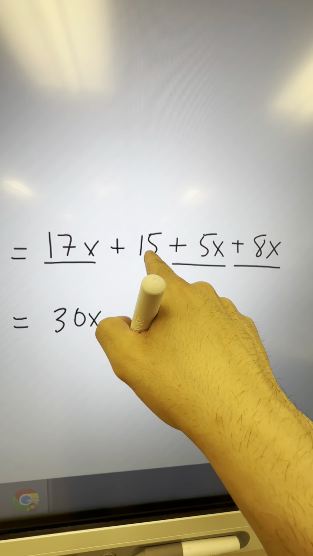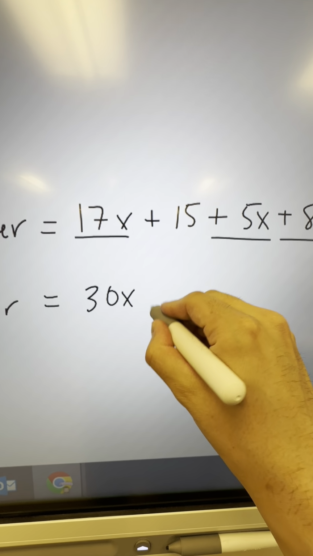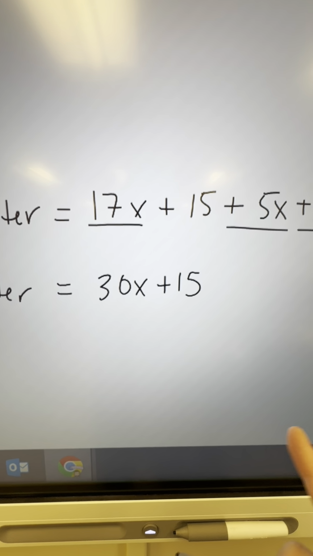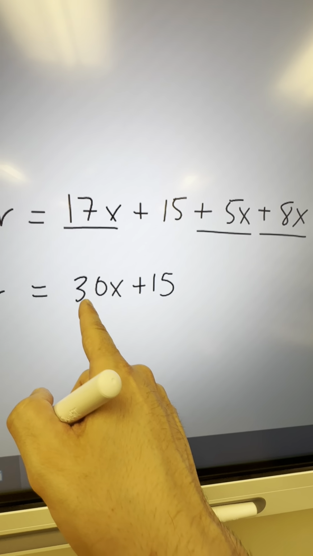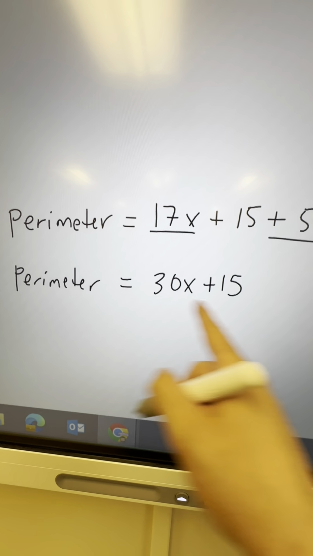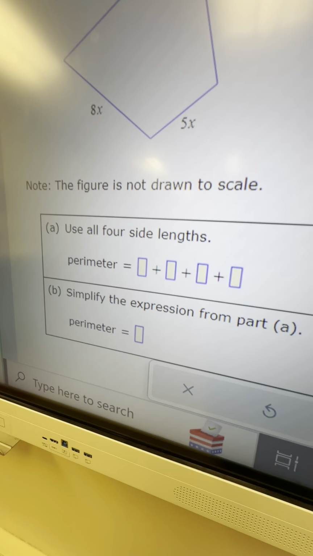This is a constant. There are no other constants, so I'm just going to bring that down. And this will be my simplified expression. Again, you don't solve anything. When you simplify by combining like terms, once you combine the like terms, you're all set. And you would leave this as your final answer for part B.